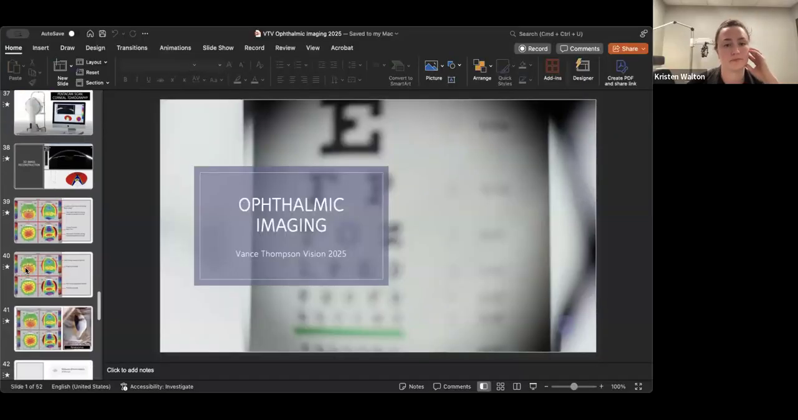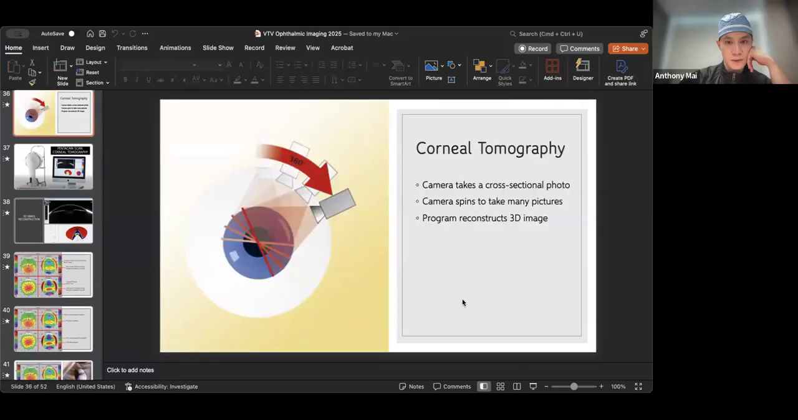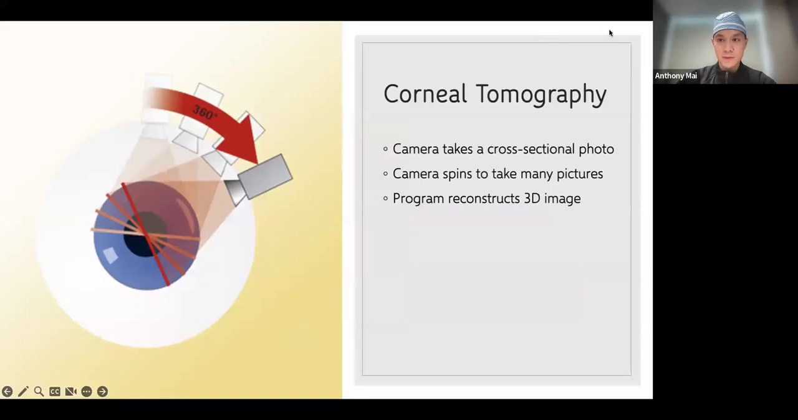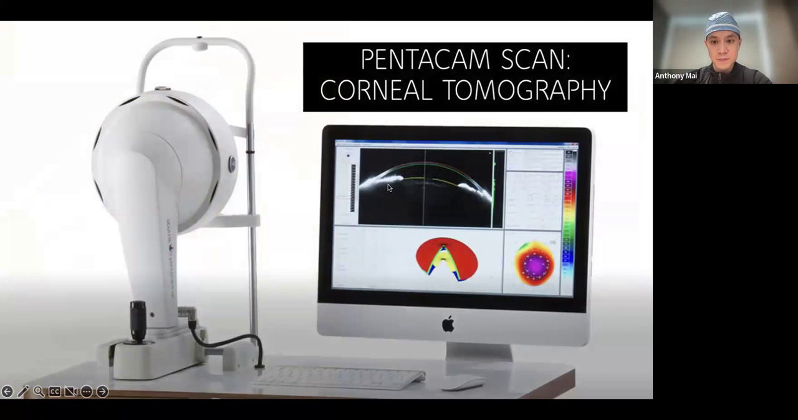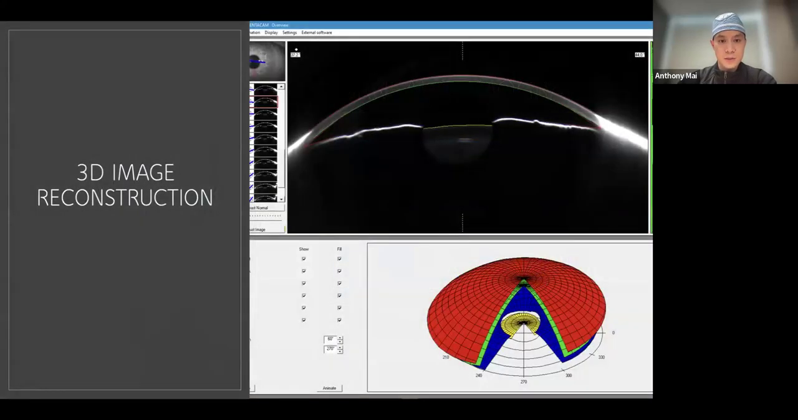Yeah, no problem. All right, so I think we were right here at tomography, and we talked about this kind of imaging. Name is a Scheimpflug kind of imaging, and what it does is that it takes it in cross-sectional slit, spins around just like Dr. Walton was saying, and then it constructs a 3D image here. And so this right here is that 3D image, and it approximates and guesses where the cornea is, the shape of the front, the shape of the back, where the lens is, and then from that, it gives you all the readouts.